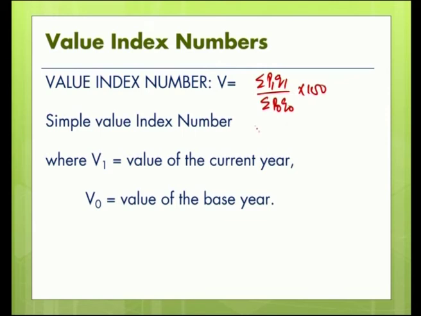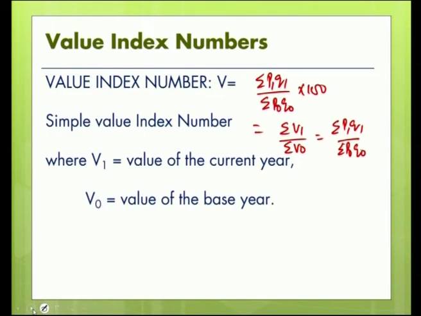And if you want a simple value index number, it is just summation V1 by summation V0. V1 is nothing but summation P1 Q1, and summation V0 is nothing but summation P0 Q0. So, V1 is the value of the current year and V0 is the value of the base year. We have also worked out some problems in value index number already, because value is nothing but a product of price and quantity. Since we have discussed how to compute price and quantity index numbers, for value you just multiply with the summations.